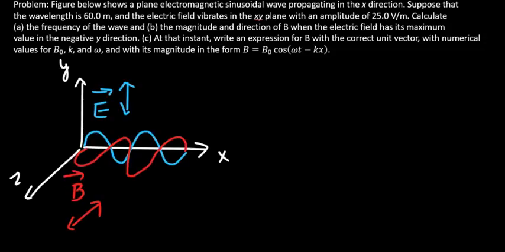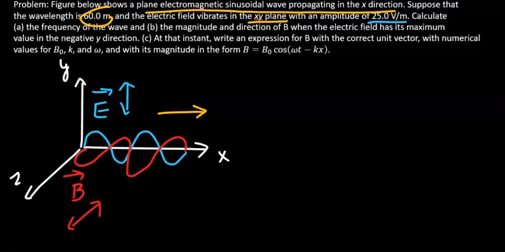Problem 2. Figure below shows a plane electromagnetic sinusoidal wave propagating in the x direction. So the direction of propagation of this wave is that way. Suppose that the wavelength is 60 meters. The electric field vibrates in the xy plane. So that is as shown by this blue wiggly line. And the amplitude of this electric field is 25 volts per meter. Calculate first the frequency of the wave.